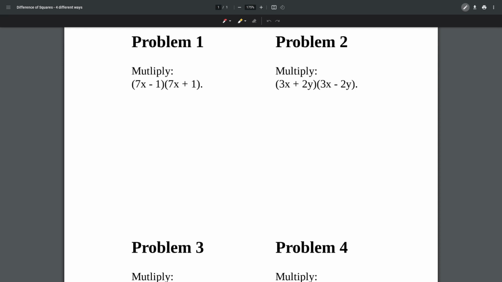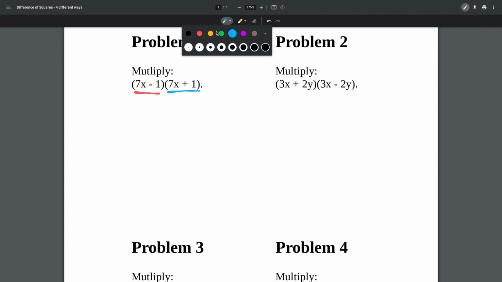In this video I'm going to go through 4 different ways to multiply difference of square problems. Let's get to problem 1 and look at the first method. So in problem 1 we have 7x minus 1 times, here, let me color code these, 7x plus 1.